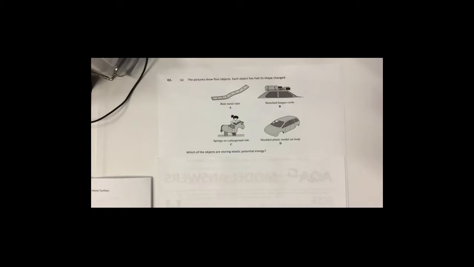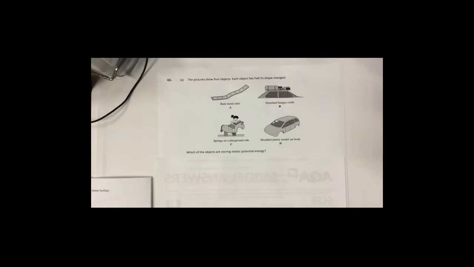First question is a very leading question that you'll find in most papers to just get you going. Very straightforward question. That's looking at energy stores. But it's important to get the terminology right. We're looking at energy stores. And this particular one is asking you very specifically, which of these particular objects would have elastic potential energy in its store?